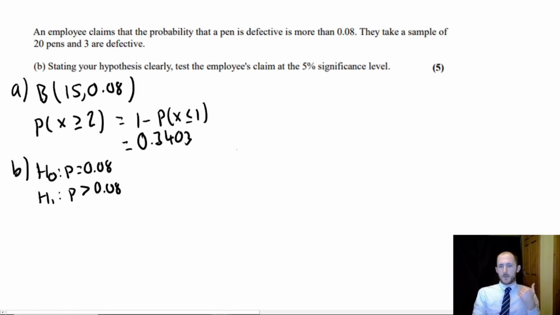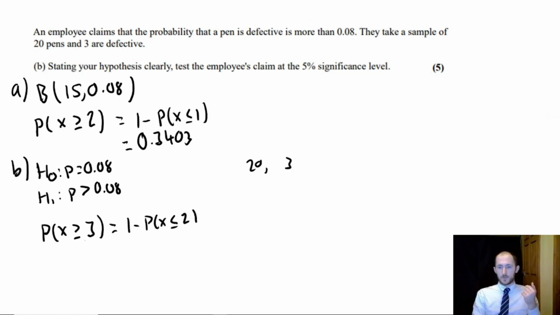Now we have a sample of 20, and 3 are defective. So what we're going to do is take the probability that x is greater than or equal to 3. The reason for that is if we're testing if the probability has increased, we want to work out the probability that there's more than that thing happening. So we're going to do 1 minus the probability that x is less than or equal to 2.